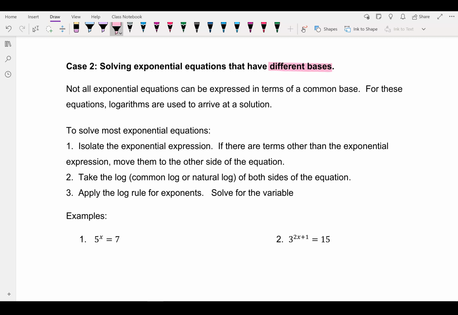Not all exponential equations can be expressed in terms of a common base. That's just a fact. They can't all be expressed in terms of a common base. For these equations, we need to use logarithms. And we're going to be using a lot of the product and quotient and power rule.